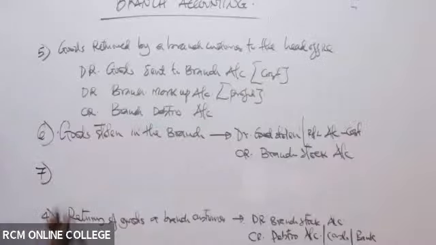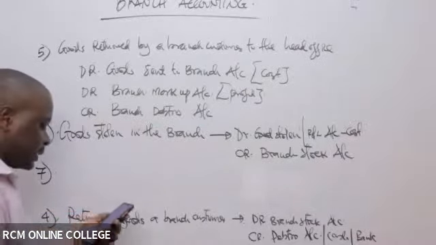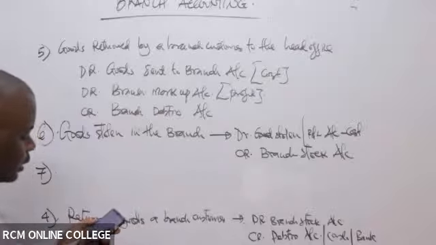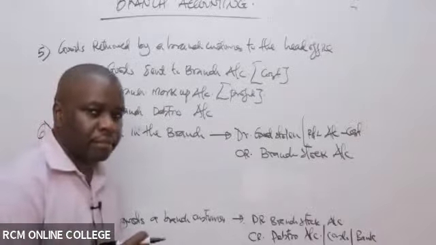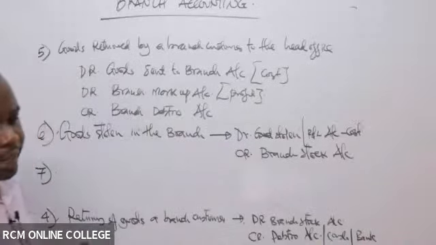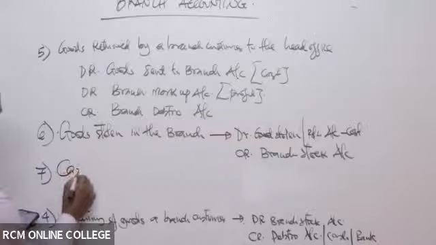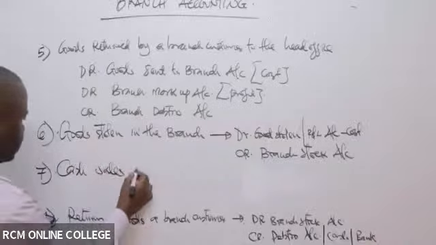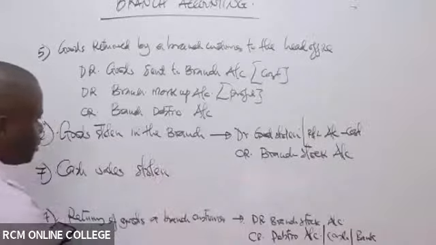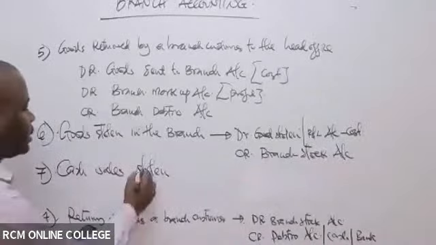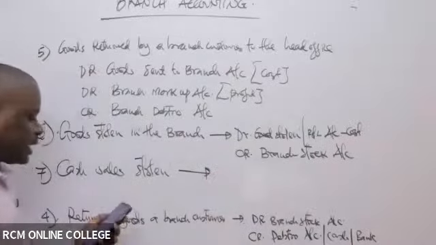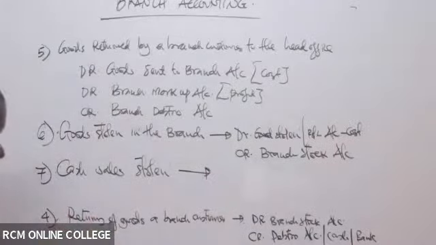Then there can be a situation whereby, for example, cash has been stolen. In the branches, maybe you have cashiers. You can have a company whereby you're operating branches. So if cash has been stolen, you can have cash sales stolen from the till. So how do you deal with it? Automatically here, it is reducing your cash because you had made a cash sale, but it has actually reduced. So cash sales stolen from the branch.